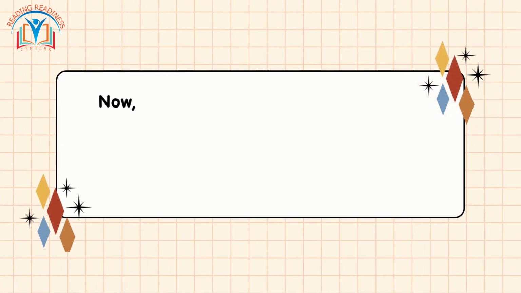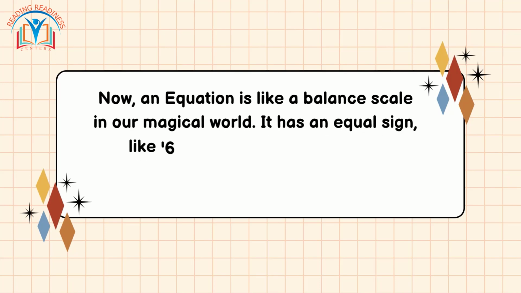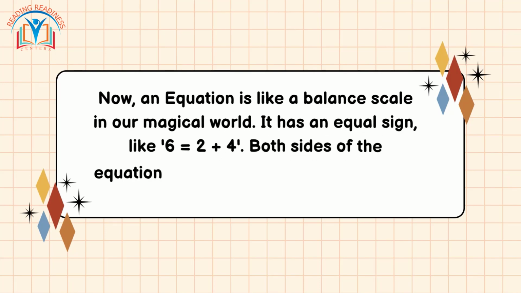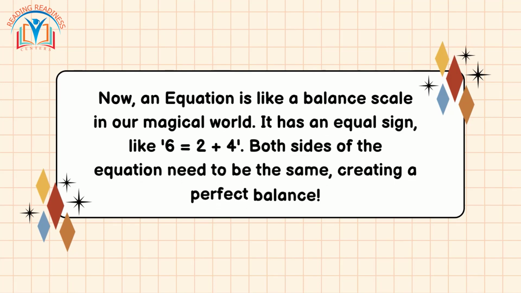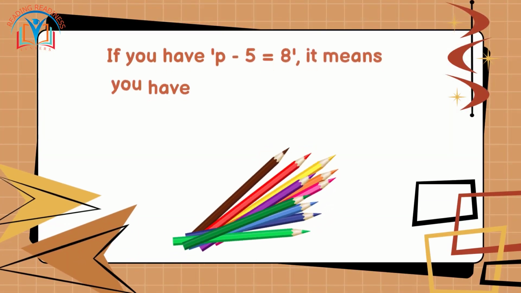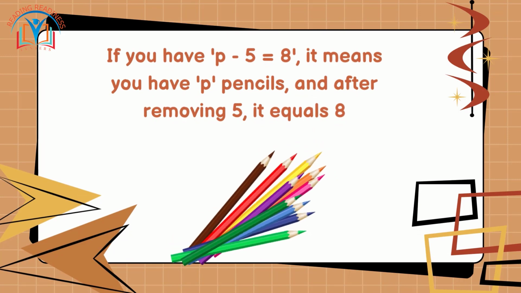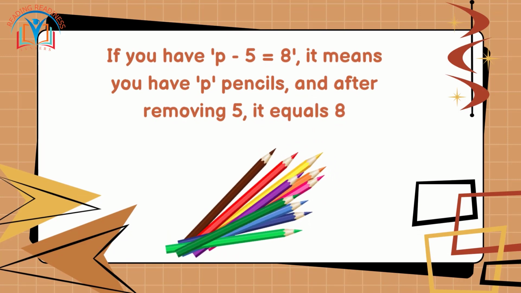Now, an equation is like a balanced scale in our magical world. It has an equal sign, like 6 equals 2 plus 4. Both sides of the equation need to be the same, creating a perfect balance. As an example, if you have p minus 5 equals 8, it means you have p pencils, and after removing 5, it equals 8.